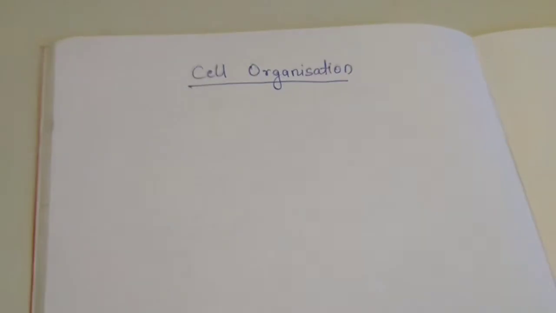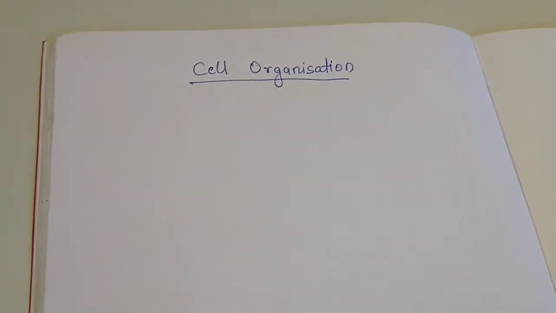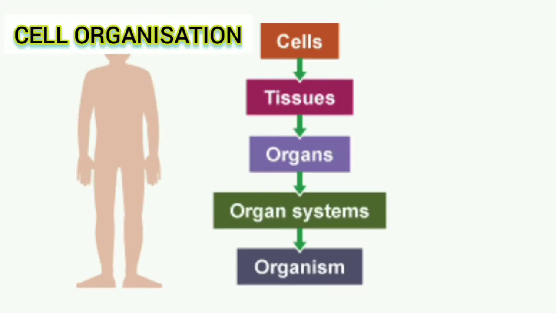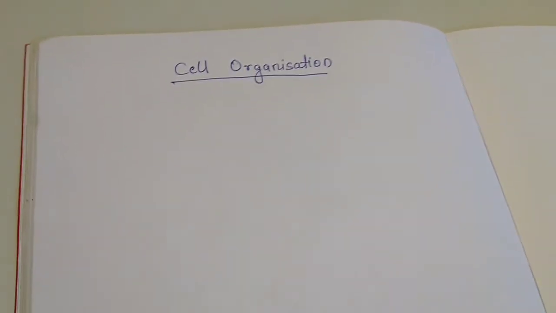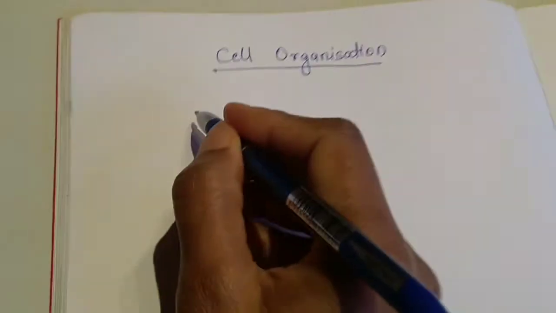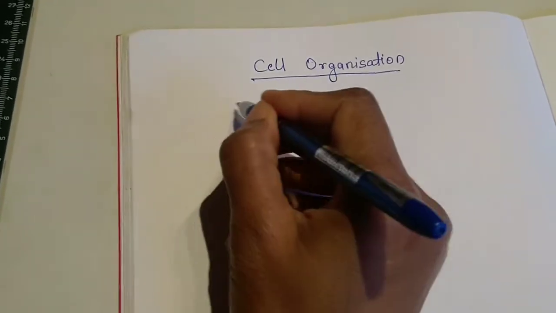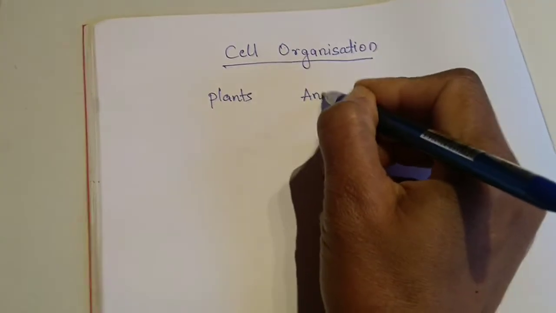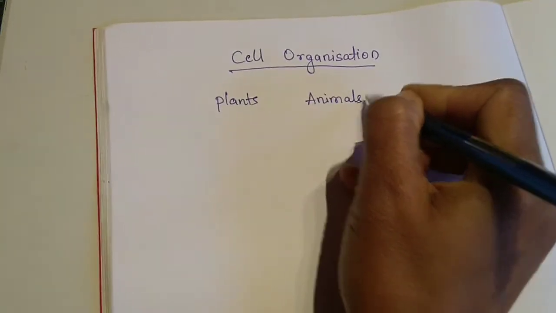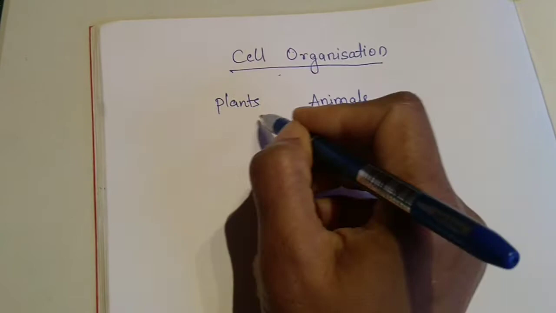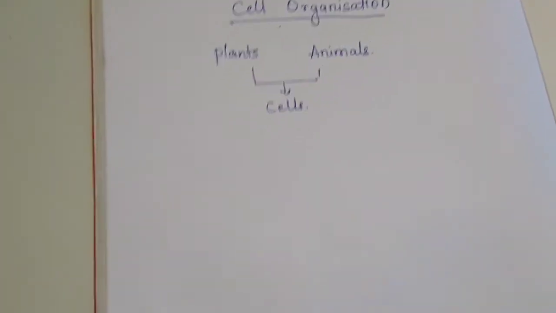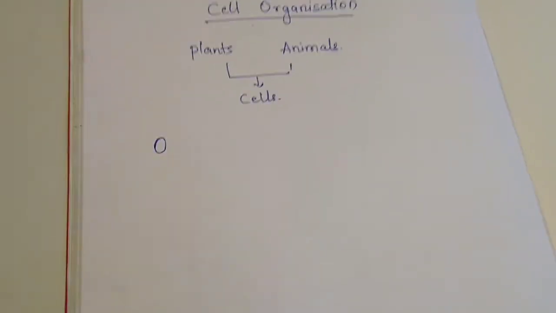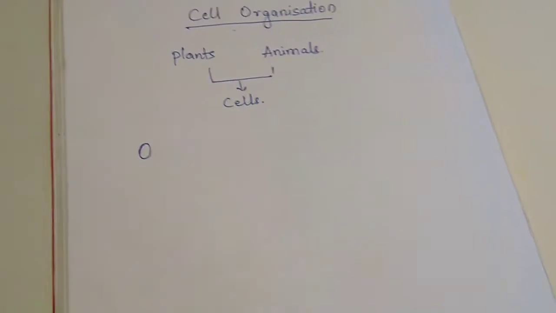So today we will be studying about cell organization. All the living organisms, whether you take plants or animals, all of them are made up of cells. So all the plants, animals, small living microorganisms, all are made up of cells. So we will see the structure of the cell in the next video.